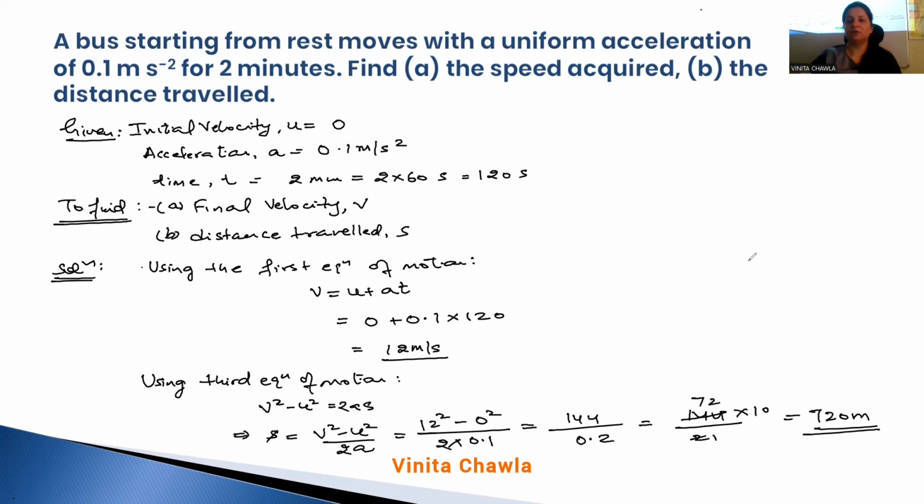So you can enclose your answers in the box. Write the final answer as this: V is equal to 12 meter per second and S is equal to 720 meter. Enclose your answer in the box.